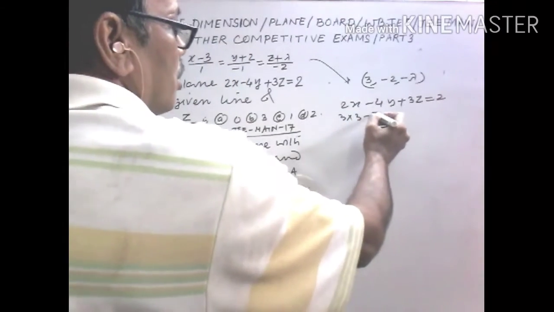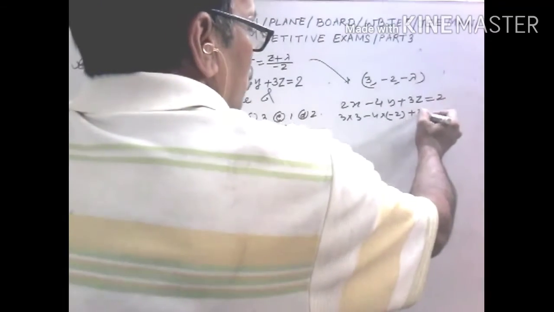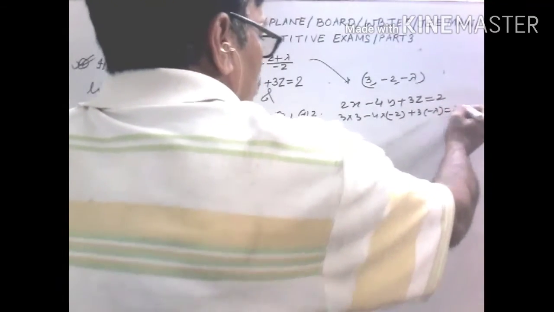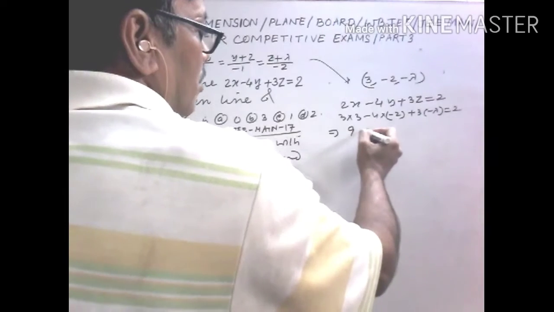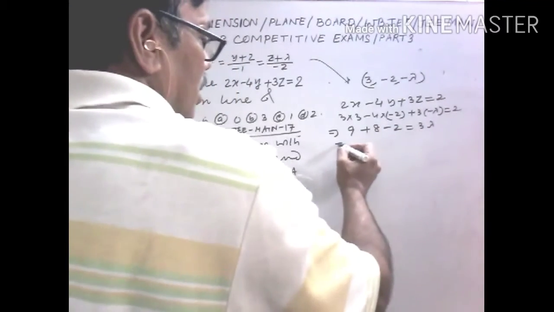So it is satisfied by the point. So 2 into 3, 4 into minus 2, 3 into minus lambda equals 2. So 9 plus 8 minus 2 equals 3 lambda.